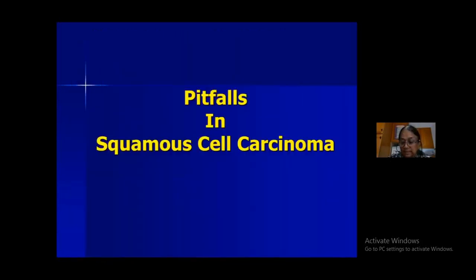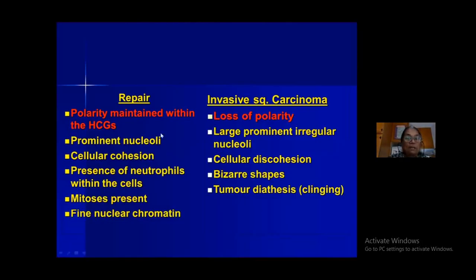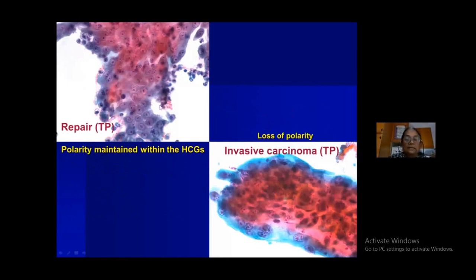Now, pitfalls in squamous cell carcinoma. The differential diagnosis of large cell non-keratinizing carcinoma is repair cell and endocervical adenocarcinoma. Repair has polarity maintained within the hyperchromatic crowded group. Invasive squamous carcinoma has loss of polarity. That's the most important differentiating marker. So these two images, polarity is maintained, loss of polarity. This is repair, negative, and this is cancer, invasive carcinoma.